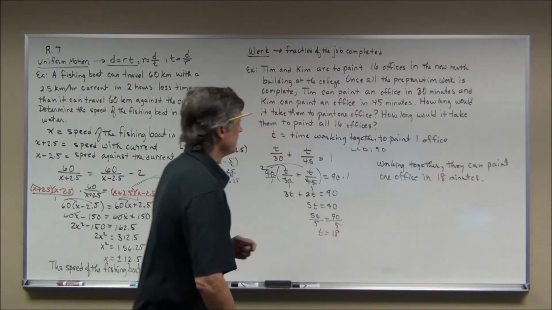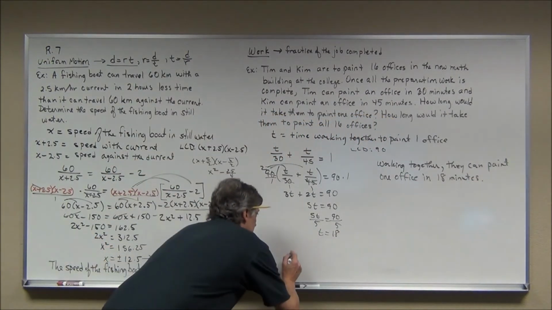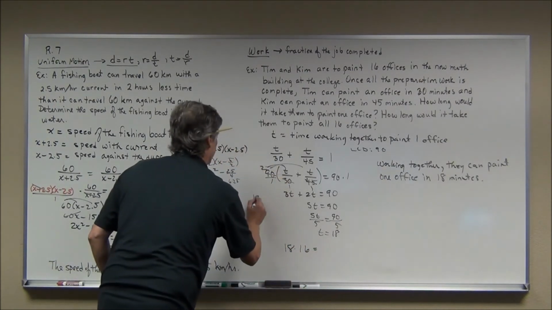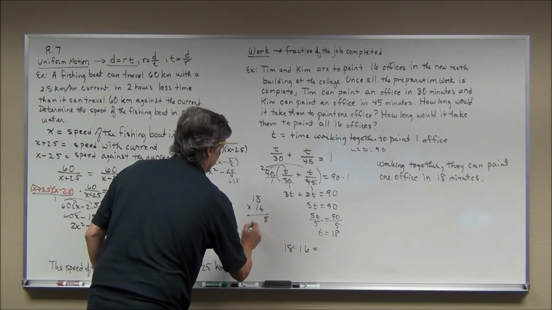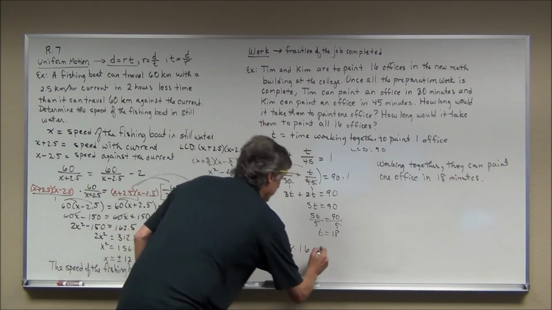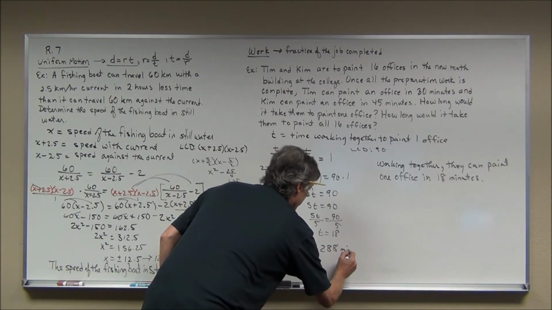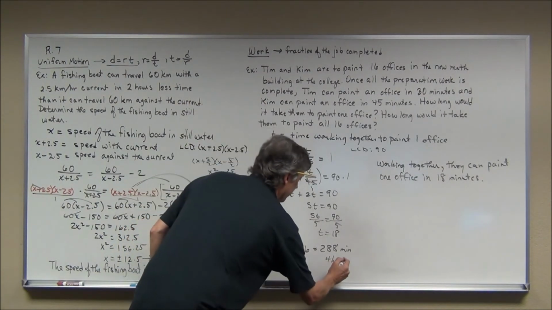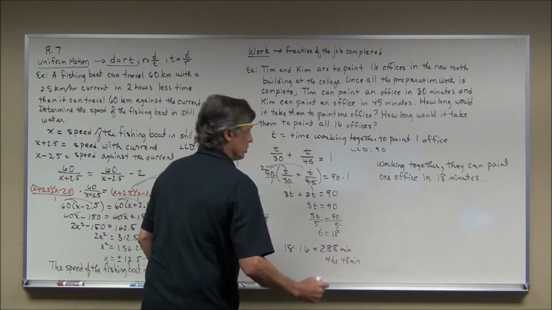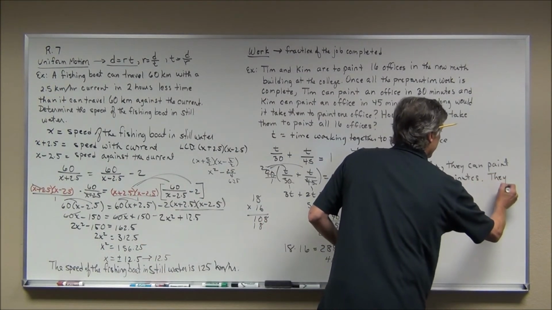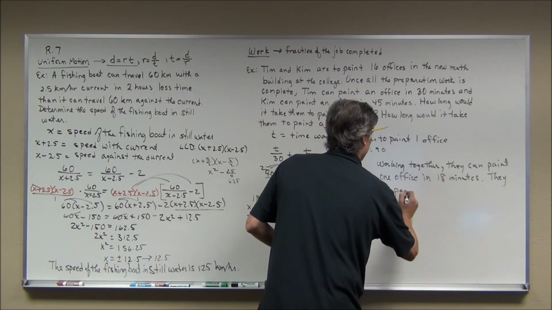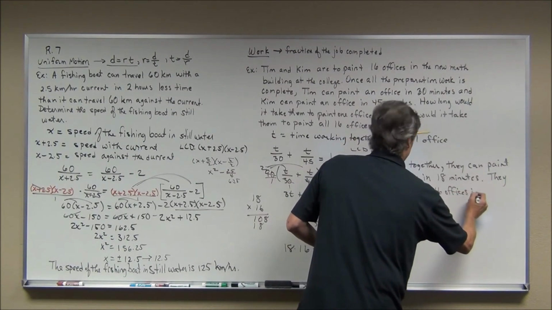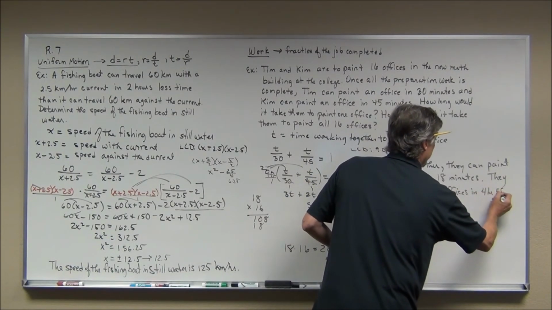That's the first answer. It says, how long to paint all 16 offices? Well, if they can paint one in 18, 18 times 16, let's see, that's an 8, carry a 4, that's an 18, 288. 288 minutes, that would be 4 hours, that's 240 minutes, and 48 minutes. So they can paint all 16 offices in 4 hours, 48 minutes.